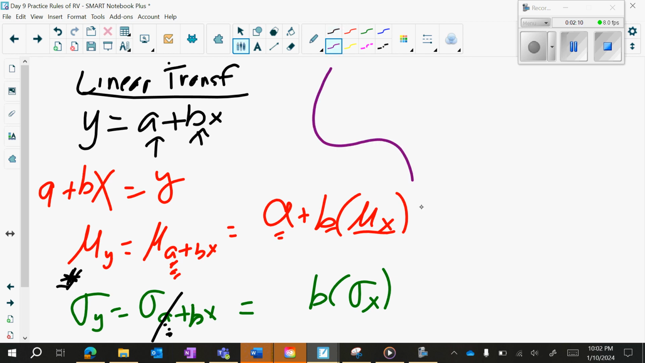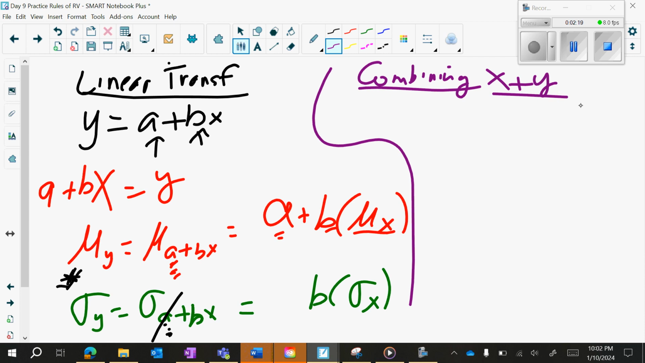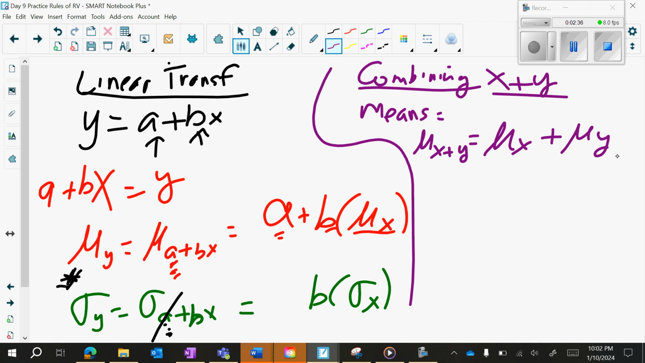Now, the other rule that we went over was combining two random variables together. So let's say we're combining variable x and y, and let's say we're talking about means. Remember the mean of x plus y, if you added every x and y together individually and then found the mean, it's the same as adding the mean of x to the mean of y, or subtracting. But with standard deviations, it does not work the same. You cannot add the standard deviation of x to the standard deviation of y.